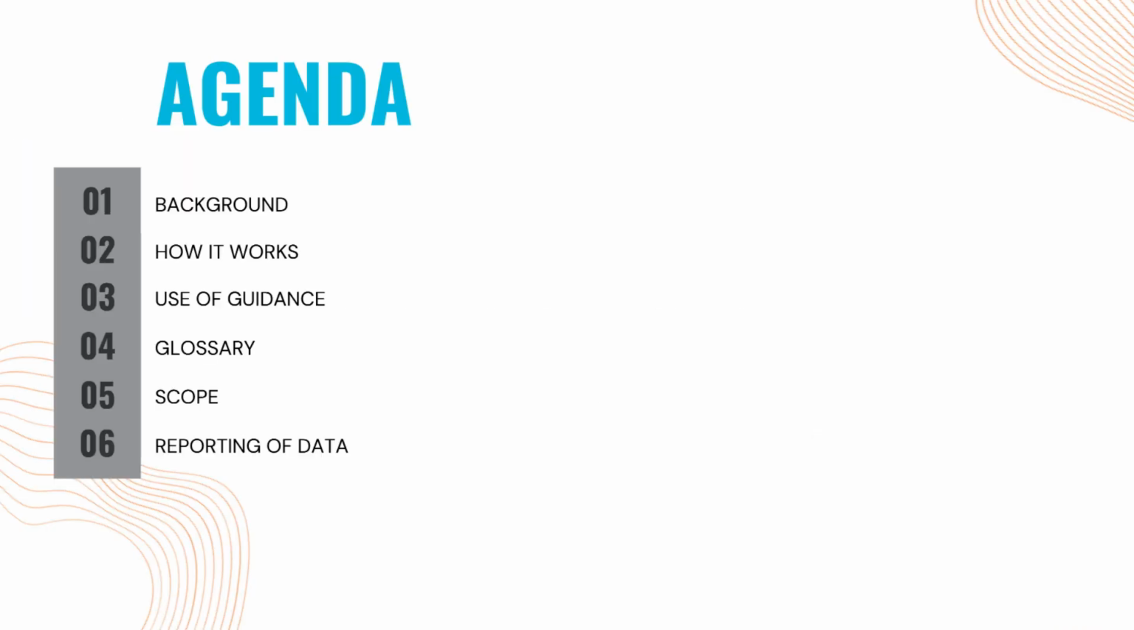Here's our agenda for today. We'll start with the background and purpose of the location indicator and then walk through how it works, including recent updates. We'll also review the scope of its application, how to use the guidance, and what data needs to be reported. Finally, we'll go over some key terms in the glossary and wrap up with a demonstration. This presentation will help you better understand how location data can be a valuable addition to your HPDs.